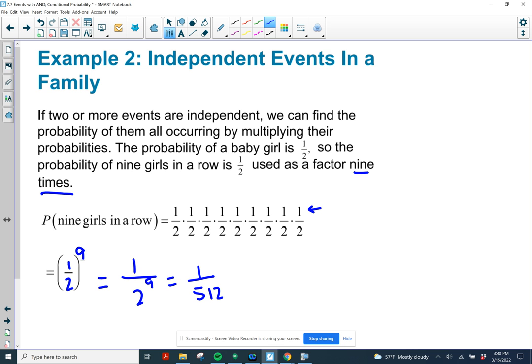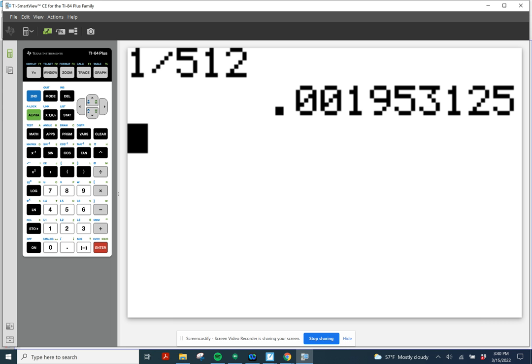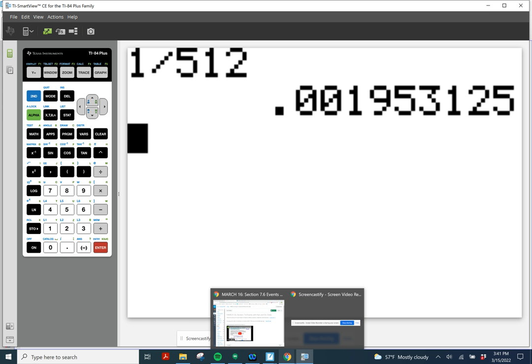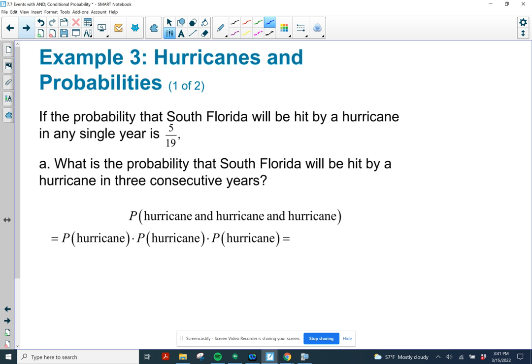And if we need a decimal for that, we grab our calculator, we do 1 divided by 512, and we get 0.00195. We all carried out that far. So that is approximately 0.00195. All right, let's look at the next example. Example 3.